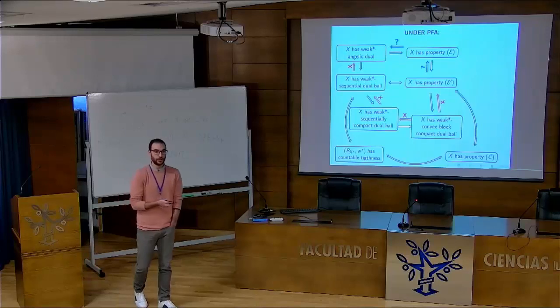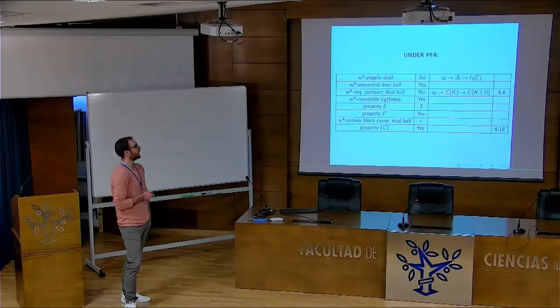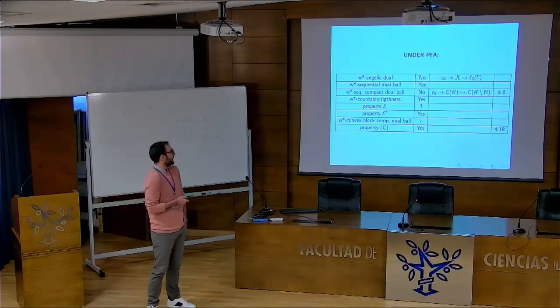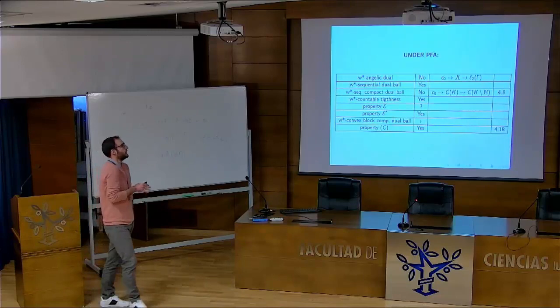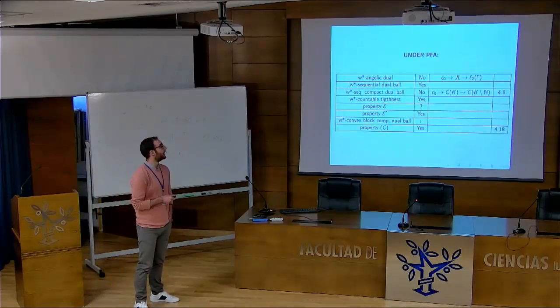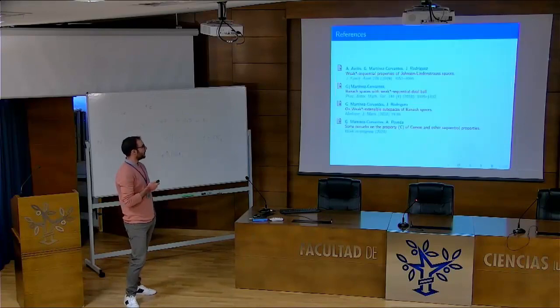If we go back again to the table of three-space properties, what happens under the proper forcing axiom? We do know that Corson's property C is a three-space property, and under PFA, property E prime is equivalent to property C. Having Weierstrass sequential dual ball is equivalent to property C. So in that case, we have here that this is a three-space property. We do have here that this is a three-space property. And the only remaining questions are these 2. As I said before, I really think that these are three-space properties even in ZFC, but this is unknown. So I just want to let you know that at least under PFA, we do know that they are three-space properties. So don't look for a counterexample, at least in ZFC. And this is all I wanted to say.